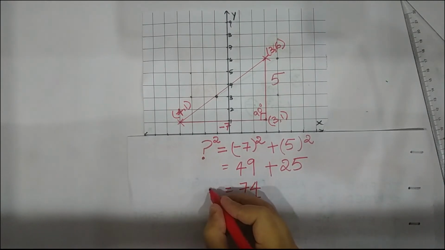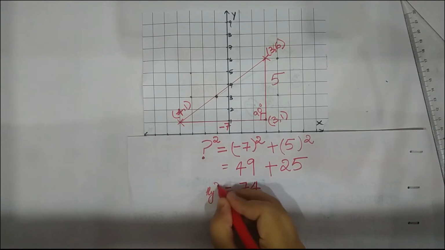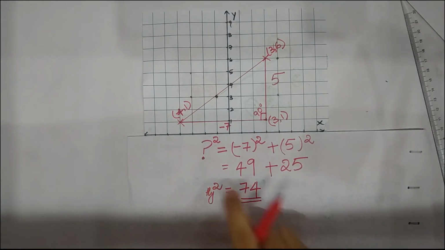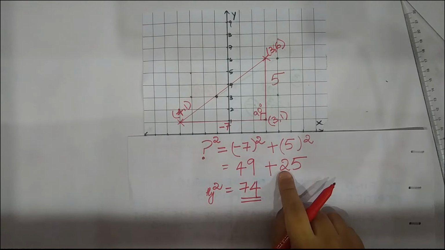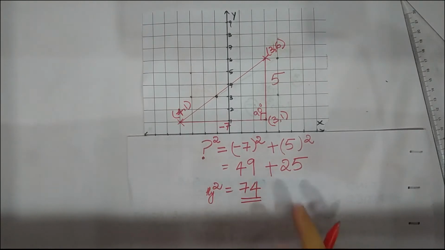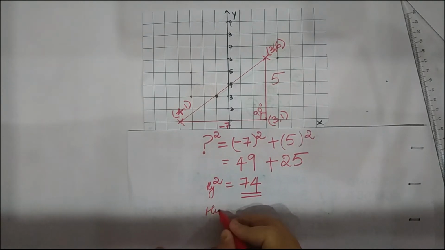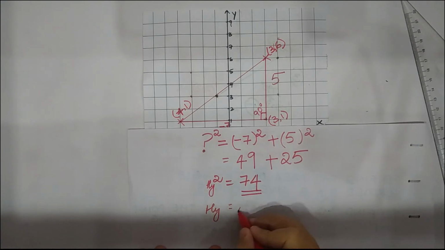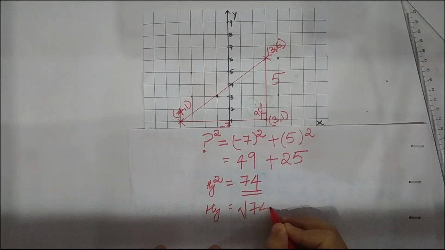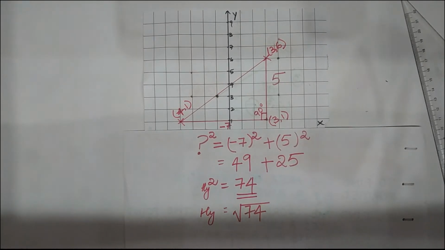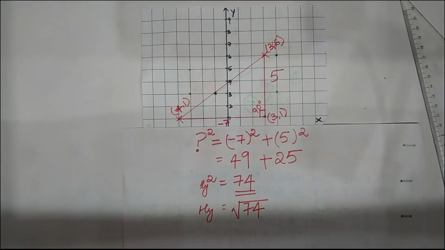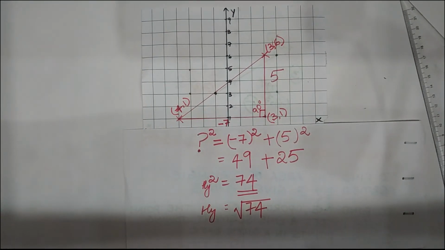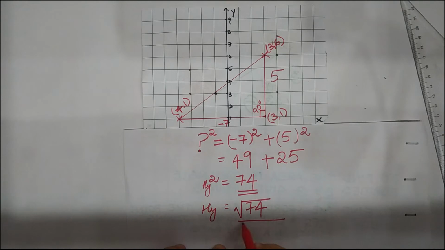And 74 is the hypotenuse squared, right? But we need to find the square root. We don't need the square, we need the square root. So the hypotenuse will now become the square root of 74. So you can find what is the square root of 74. I will just leave that to you. So this is my answer.